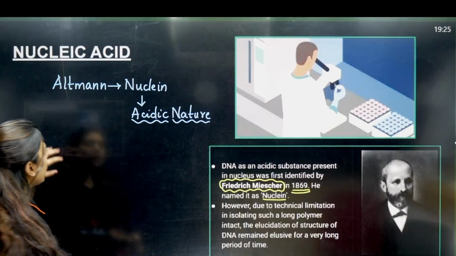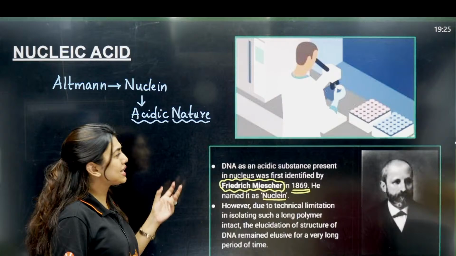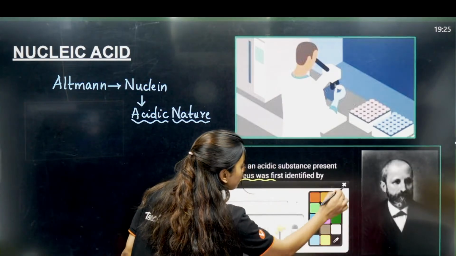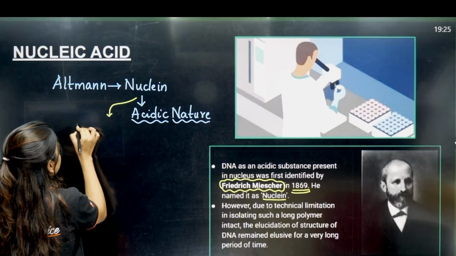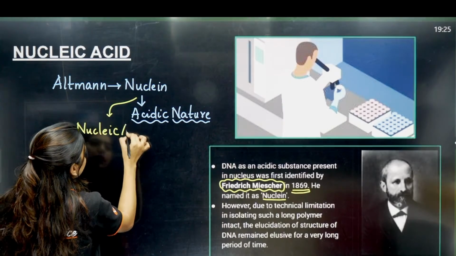Fine. So, Altman told that nuclein, which Friedrich Miescher found, has an acidic nature. So, we will not call it nuclein anymore, but we will call it nucleic acid. Now, do you know where you will get all these notes?